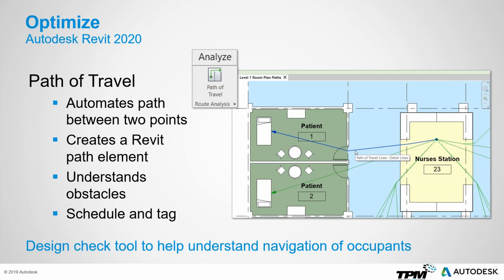For instance, doors are modeled in 3D, but by default, the doors are not seen as obstacles. So you can see in the graphic there where the path of travel goes through the doors because they're not seen as an obstacle.